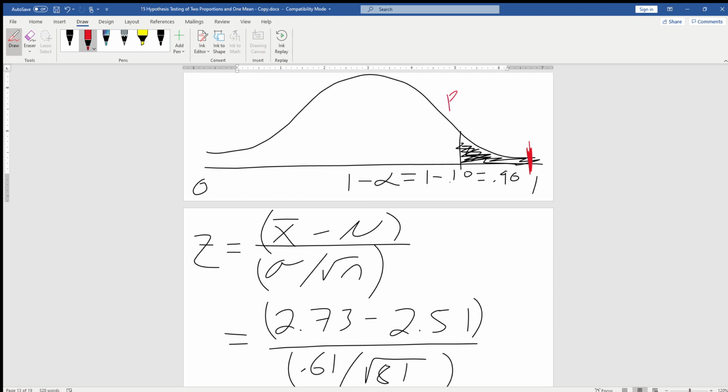So our p-value is 0.9994. And what that means is that there is enough evidence to reject the null hypothesis.